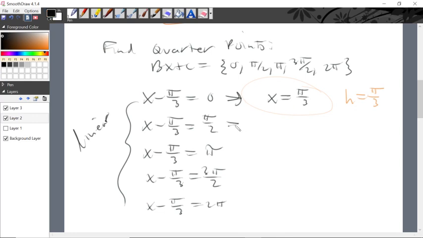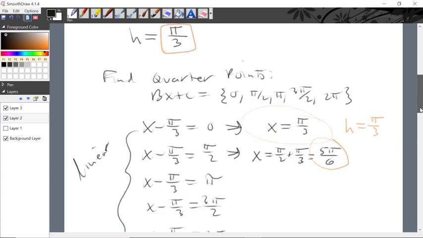Okay. Now the second quarter point is located where x is equal to pi over 2 plus pi over 3 with a common denominator of 6. That gives us 3 pi over 6 plus 2 pi over 6. That gives us 5 pi over 6. So that's where our second quarter point will be located, at that x value. We still need to figure out the y value.